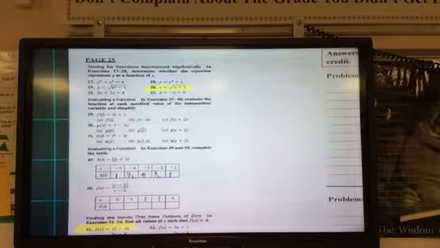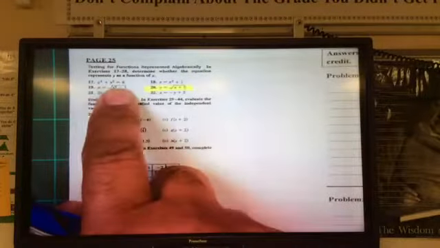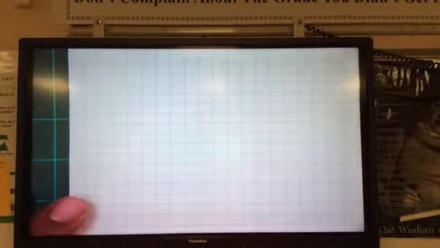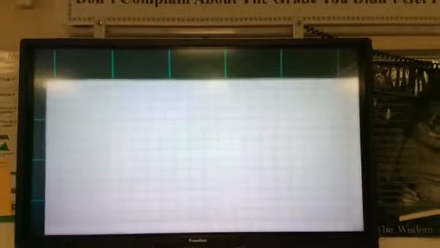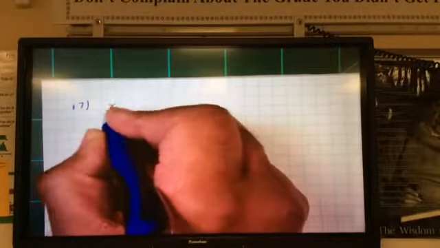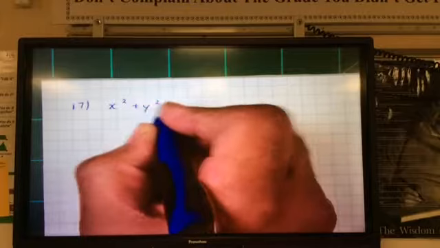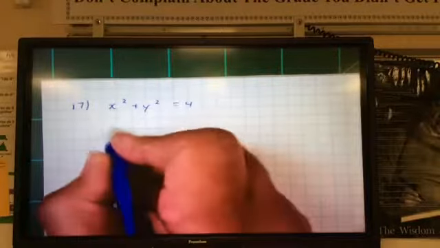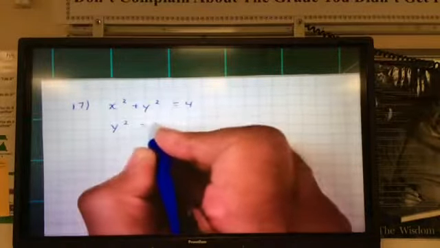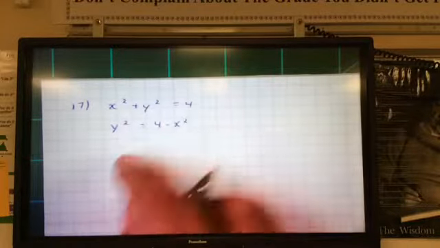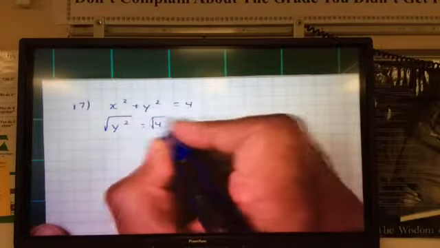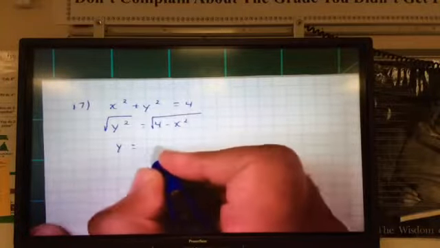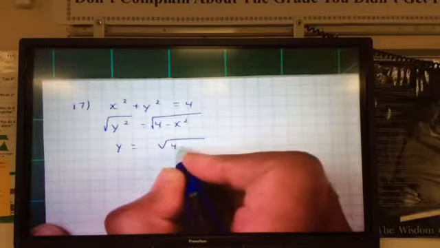So let's do two of these. Let's do number 17, x squared plus y squared equals 4. So this is number 17. X squared plus y squared equals 4. If I solve for y squared, I get y squared equals 4 minus x squared. But I need y, not y squared. So I'm going to take the square root of each side. So y equals the square root of 4 minus x squared.